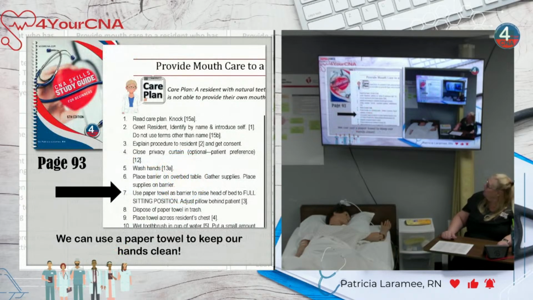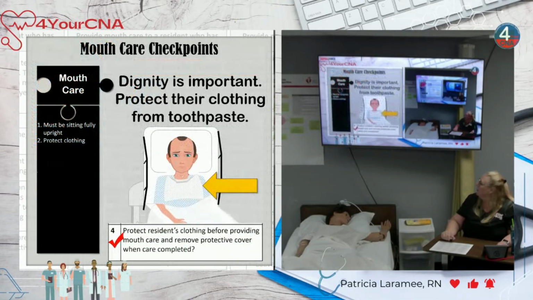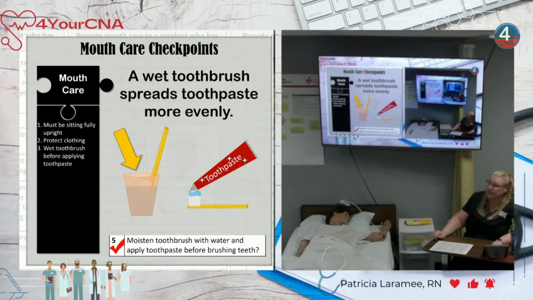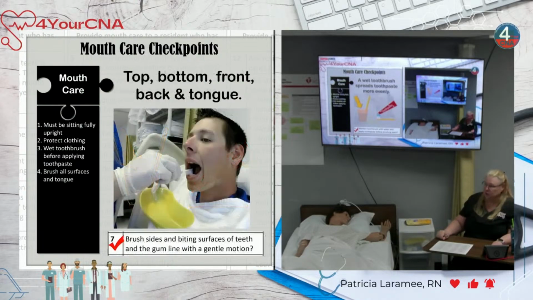If you look at your step-by-step instructions, step 7 tells you how to put the head of the bed up with that barrier. It's in your book. It'll also be in the video as well. Once you've got the patient in a sitting position, we're going to put a towel over their chest that just collects any saliva or toothpaste that might drip down. It is a tested checkpoint. You're going to wet your toothbrush before you put toothpaste on it. That is a tested checkpoint, to wet the toothbrush first.